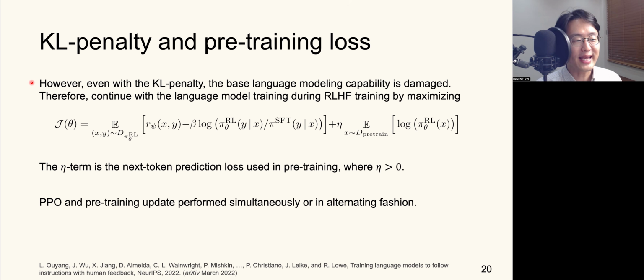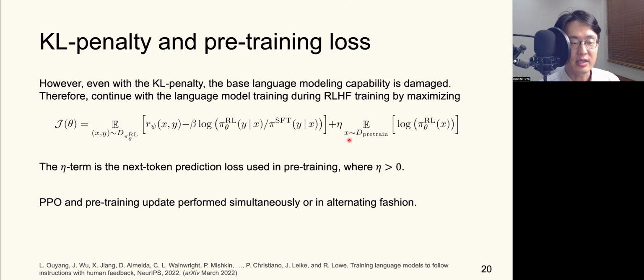However, this KL penalty is still not enough because if you just use this KL penalty, the base language modeling capability still can be damaged. Therefore, we need one additional measure, and that is to continue the language model pre-training during the RLHF. So here we have this additional term. The first term is what we've already talked about, and then we have eta, a hyperparameter value, times this.